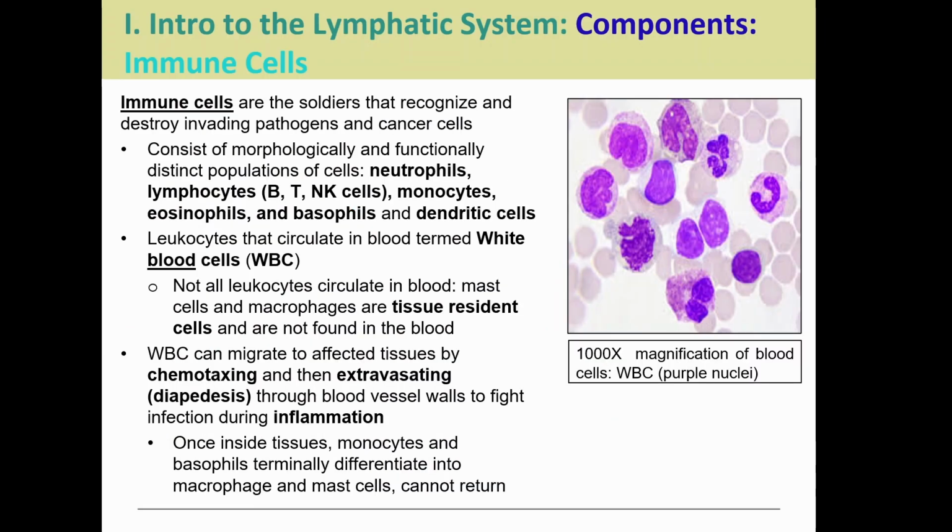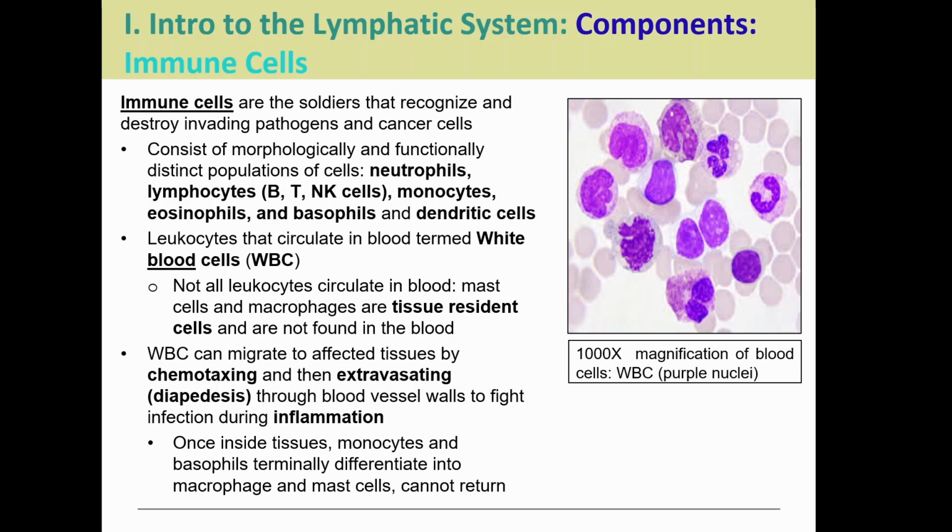So let's go ahead and talk about immune cells first. Immune cells are basically the soldiers. They're the ones who are recognizing and getting rid of pathogens and cancerous cells that we don't want in our body. There are a handful of different types. Some we've already kind of talked about, at least on a baseline level, and that includes neutrophils, lymphocytes, which can be categorized as B, T, and natural killer cells, monocytes, eosinophils, and basophils and dendritic cells. So again, some of these we have already talked about. Others are going to feel a little bit new, or at least we haven't seen them this semester.